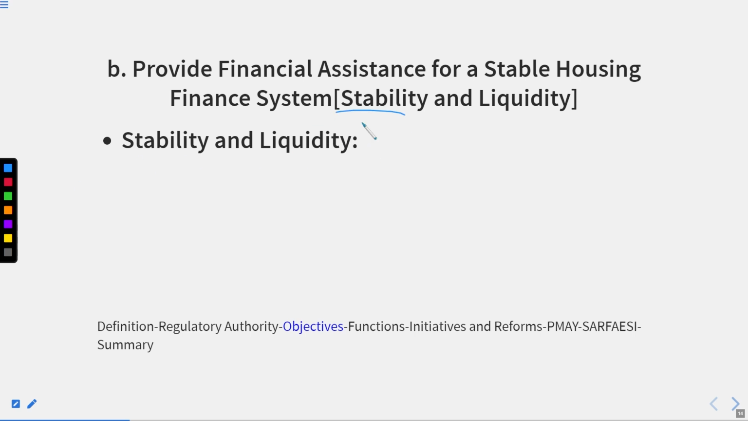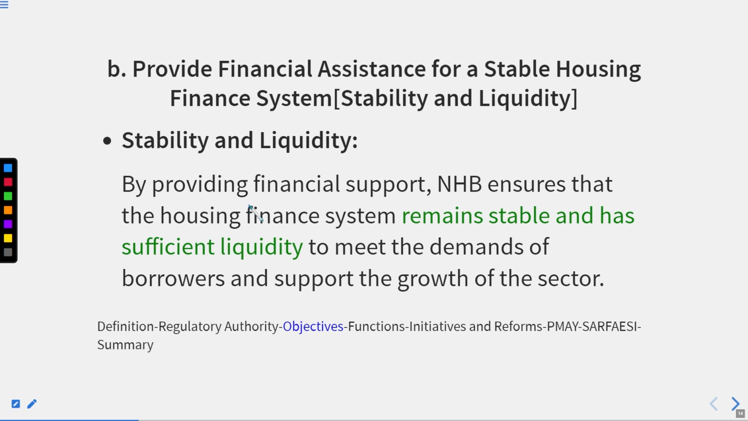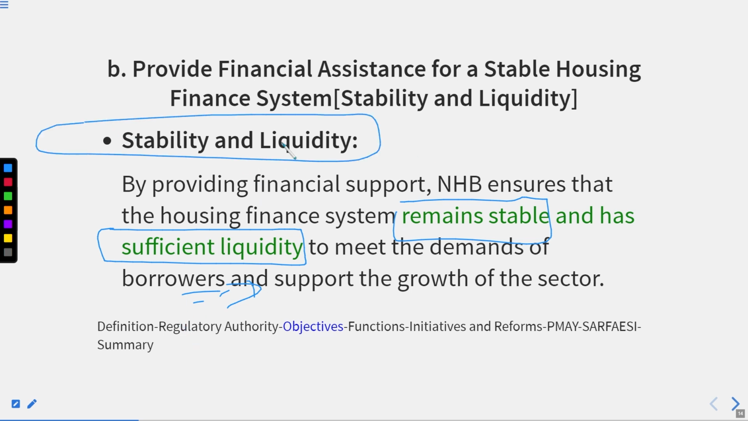Thereafter, second is the stability and the liquidity part. By providing financial support, NHB ensures that the housing finance system remains stable and has sufficient liquidity to meet the demands of borrowers and support the growth of the sector. If a particular HFC is running out of funds, it will become unstable, and because of this, the entire sphere of housing finance will be affected. Second, to maintain sufficient liquidity so that a fair and equal amount, to some extent, could be provided to each and every borrower. So it is required to maintain stability and liquidity.